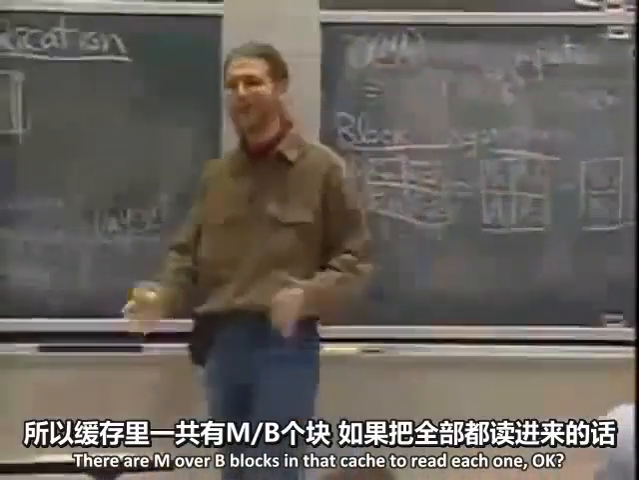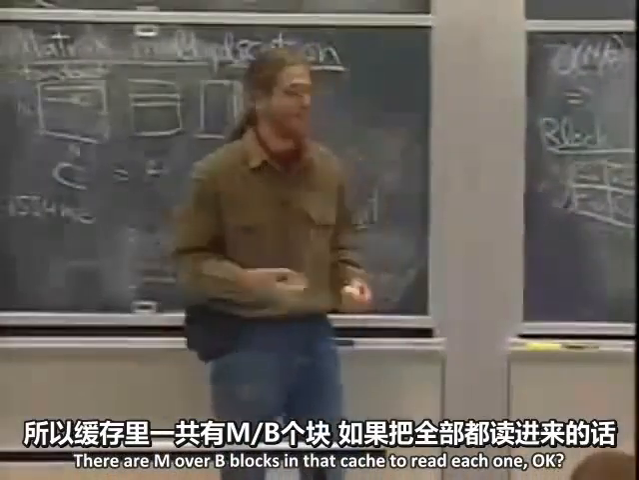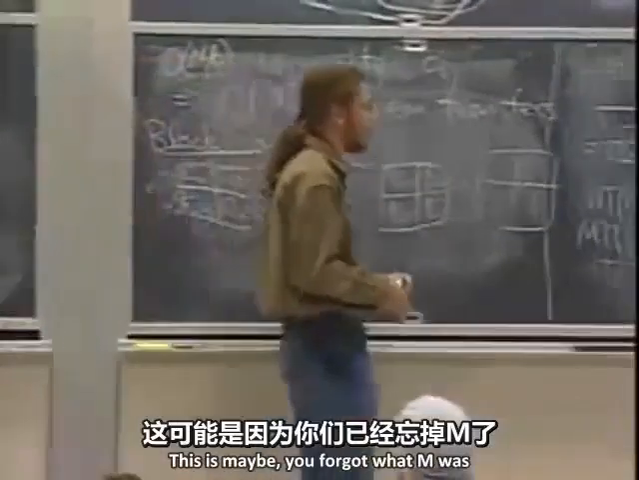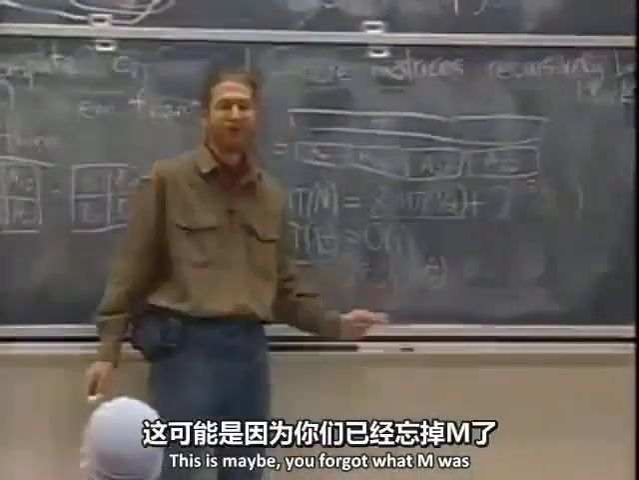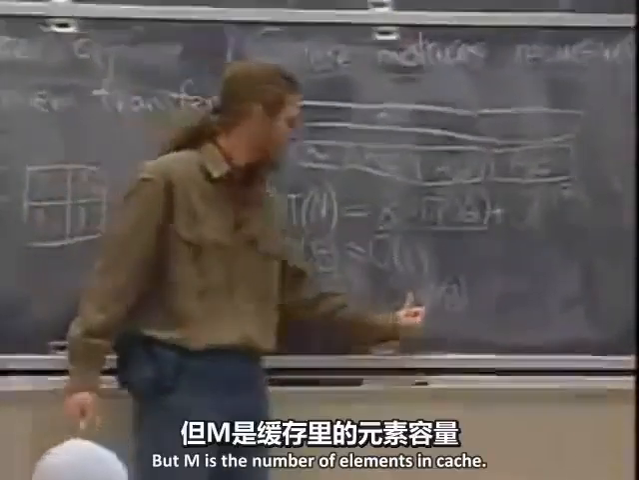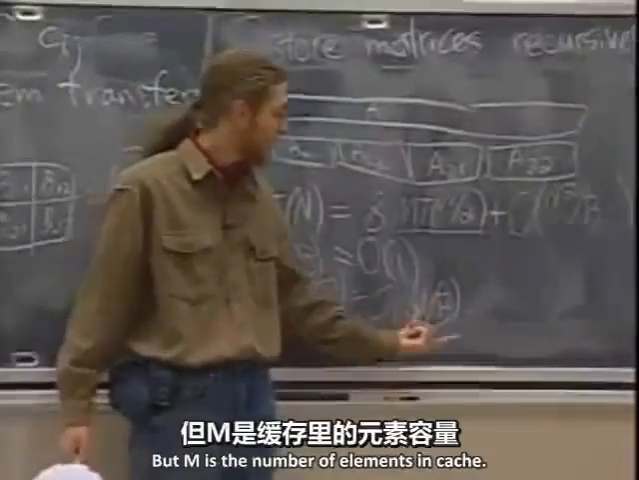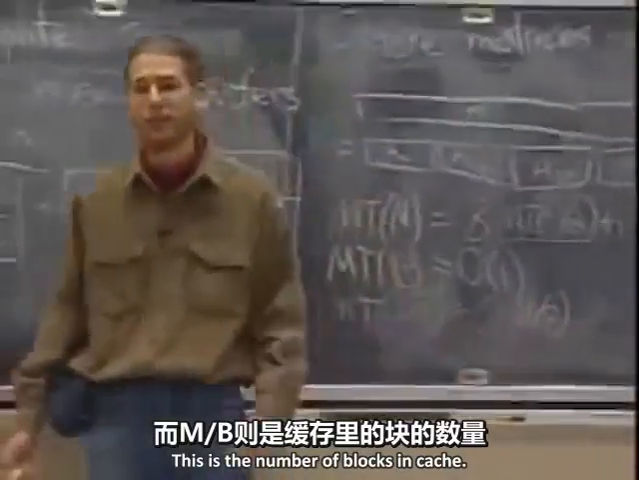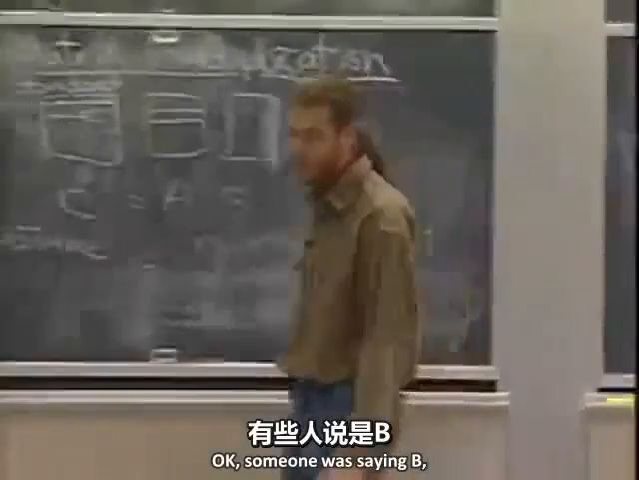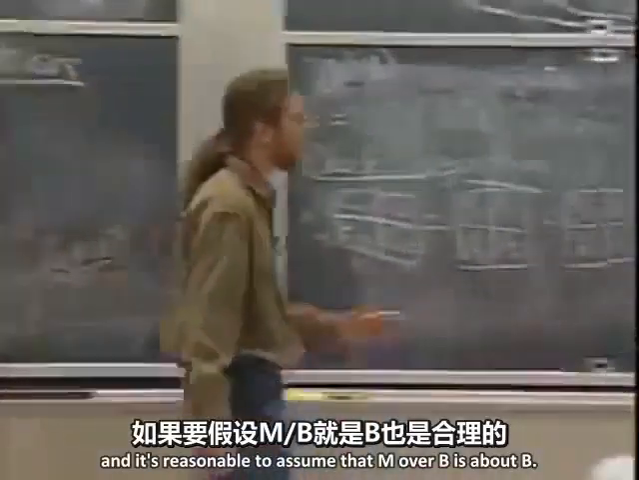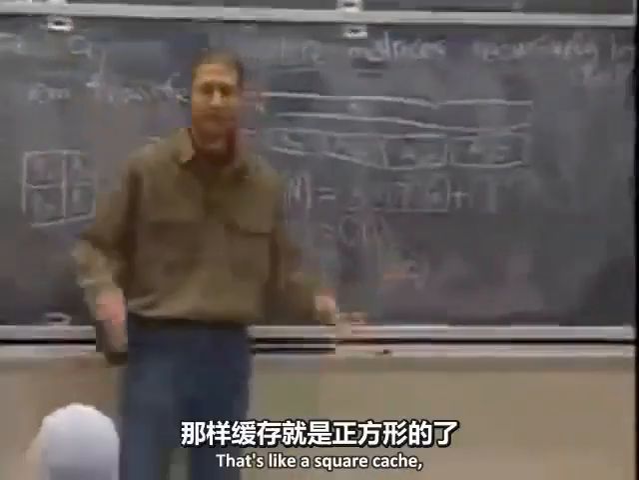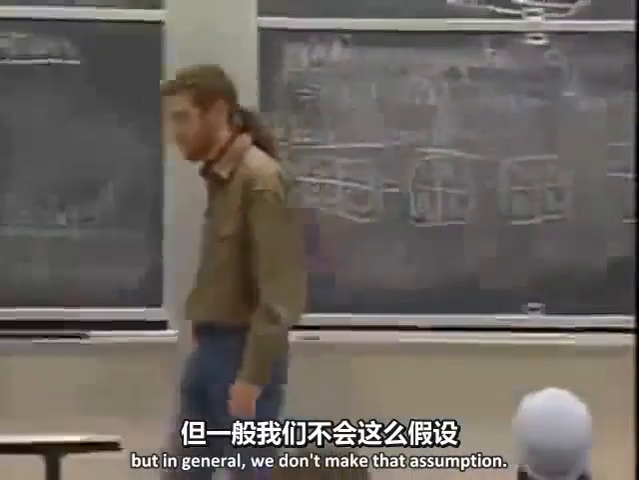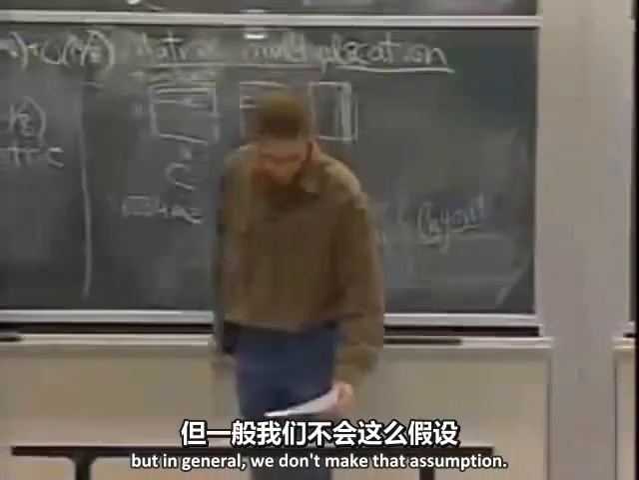There are M over B blocks in that cache to read each one. Okay? Maybe you forgot what M was, because we haven't used it for a long time. But M is the number of elements in cache. This is the number of blocks in cache. Okay, someone was saying B, and it's reasonable to assume that M over B is about B. That's like a square cache. But in general, we don't make that assumption.